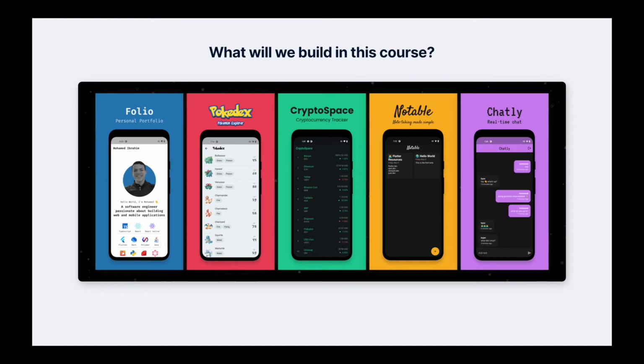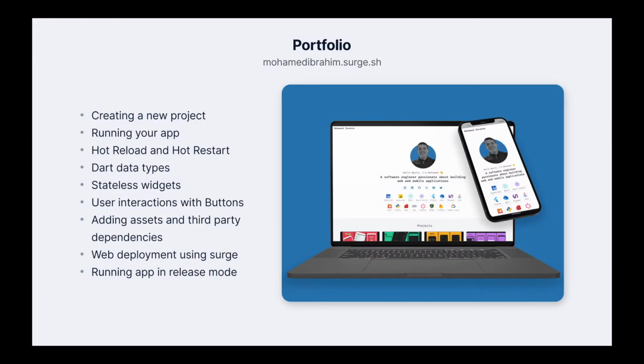So what will we build in this course? We have 5 different applications and we're going to build each of them from scratch. Each one of them is designed to teach you a different concept about the framework. For the first project, we're going to build a personal portfolio, and here we're going to learn about how to create a new Flutter project, running your application, hot reload and hot restart. We're going to look at Dart data types and stateless widgets. We're also going to look at user interactions with buttons, adding assets and third-party dependencies, web deployment using Surge, and running the app in release mode.